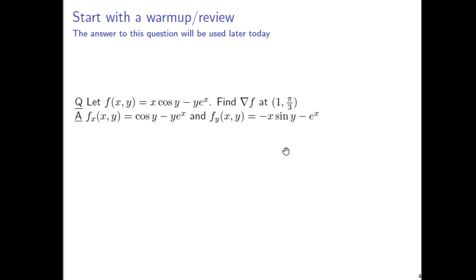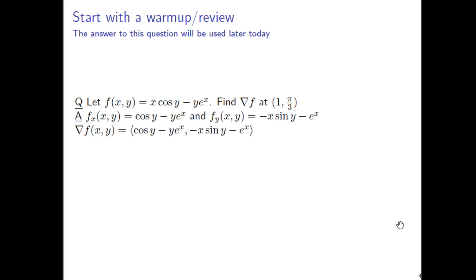So partial with respect to x should be cosine of y minus y e to the x, and the partial with respect to y will be negative x sine of y minus e to the x. We just really copy x first, right? And then differentiate cosine of y to be negative sine of y. And then minus, since we're differentiating with respect to y, x is a constant, therefore e to the x is a constant. So we copy the constant, and then, well, constant times y just would differentiate to the constant.